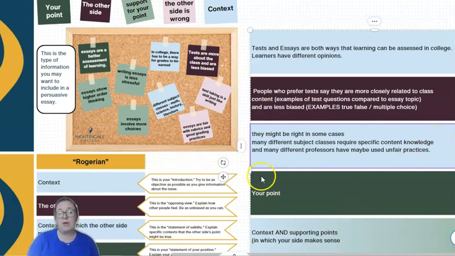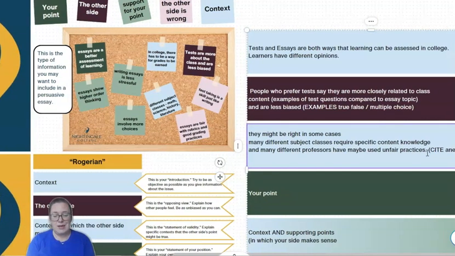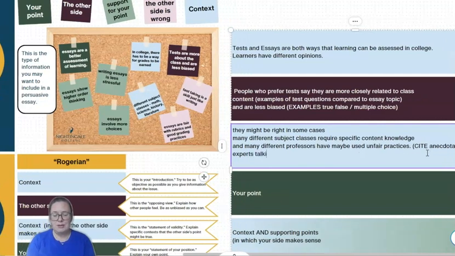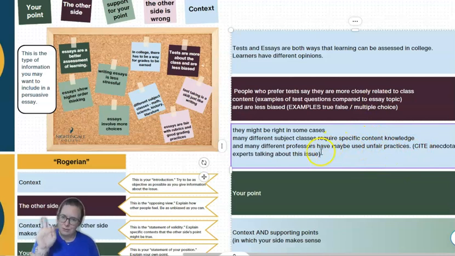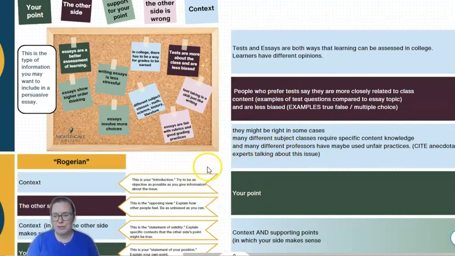So maybe they've had bad experiences. And I want to validate that by saying, well, okay, here are some cases. Maybe I have citations for these. Maybe I can cite anecdotal evidence, or maybe I can cite experts talking about this issue. Maybe there's some evidence I can find to cite in here. Okay, so I've given them their time. I've told them, hey, I get you. I hear you. But now I'm going to talk about my point.